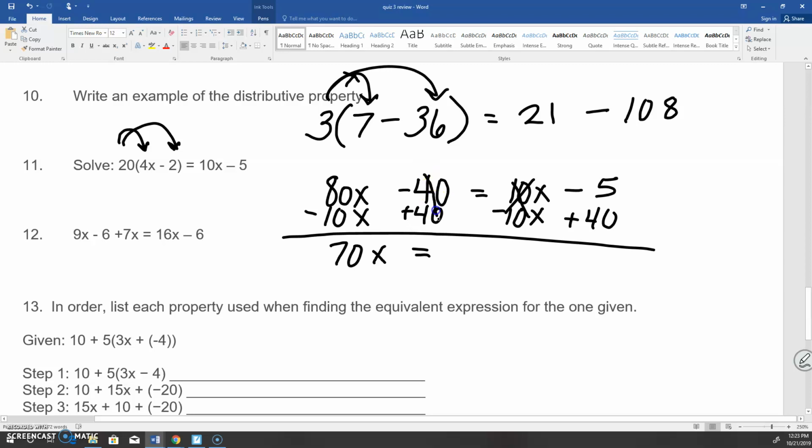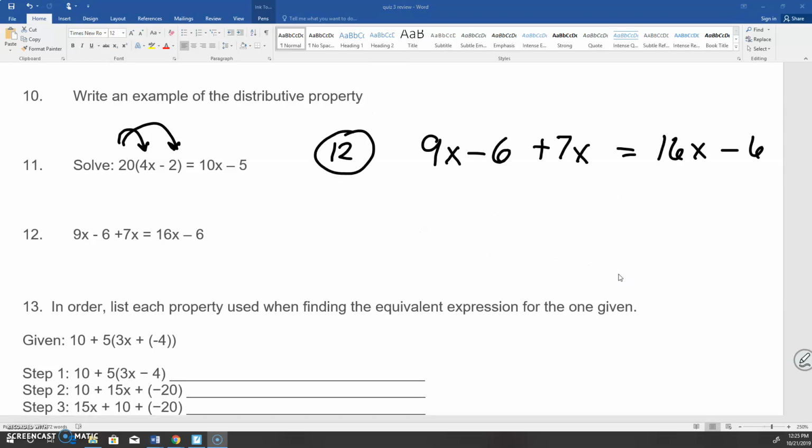So same sign, add, different sign, subtract. What am I going to do? Subtract. So what's 40 minus 5? 35. How do I break 70 and x apart? So x equals, what's 35 divided by 70? 0.5. Okay, number 12.